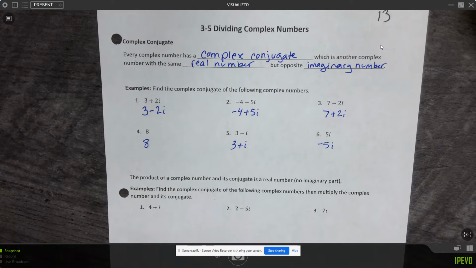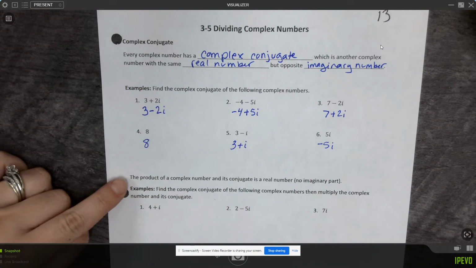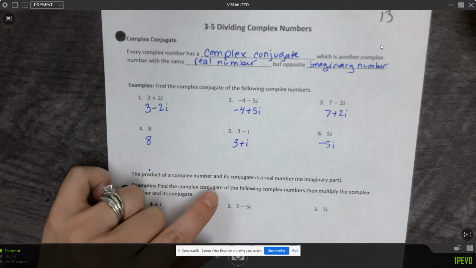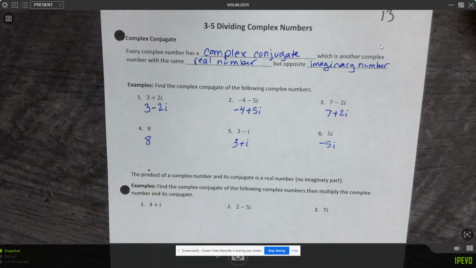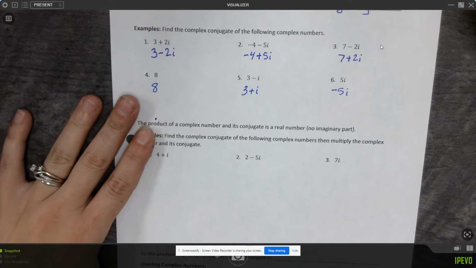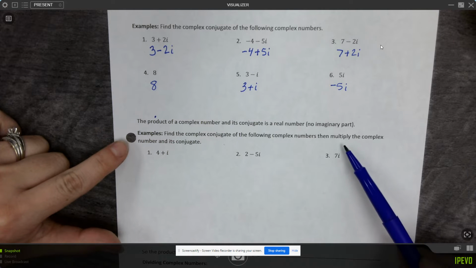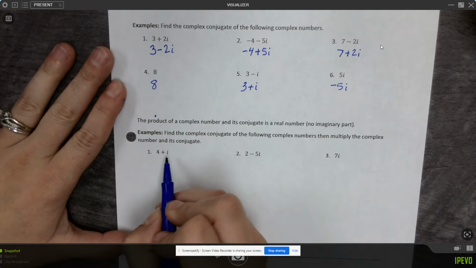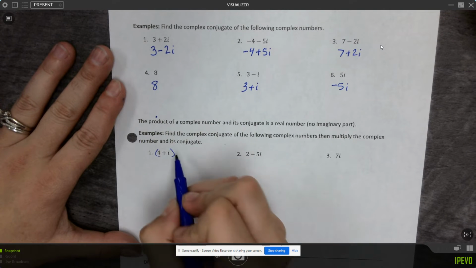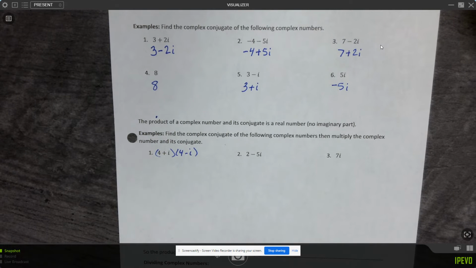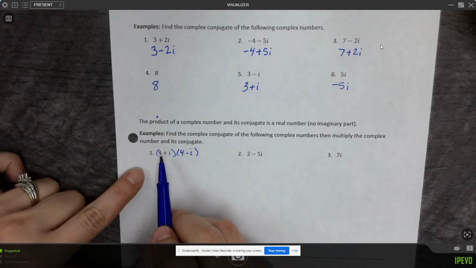We're going to use that. That's beneficial. The product, multiplication, the product of a complex number and its complex conjugate is a real number without an imaginary part. So we're going to look at the examples here. I'm going to show you how that works. We're going to find the complex conjugate, and then we're going to multiply the complex number and its conjugate. So we're going to take 4 plus i times 4 minus i, right? Just change that sign. Now we're going to multiply, just like we did in the last lesson, and I'm going to show you how we get this real part and no imaginary.